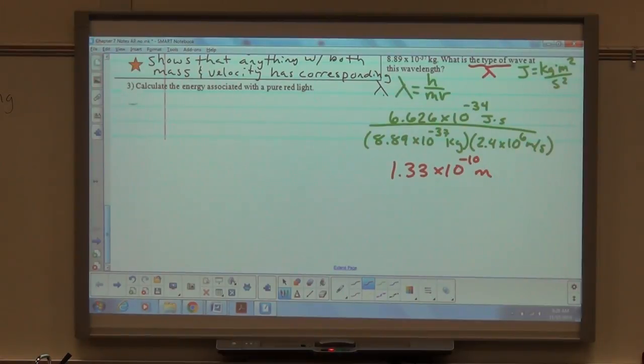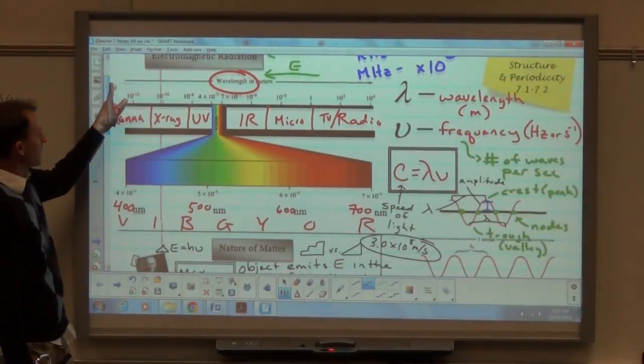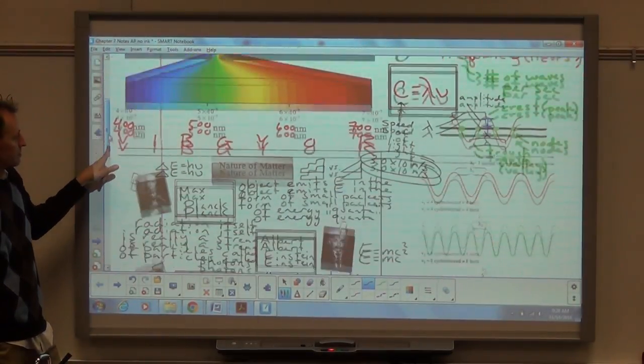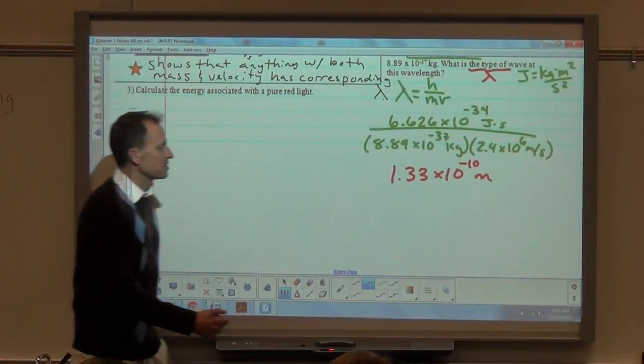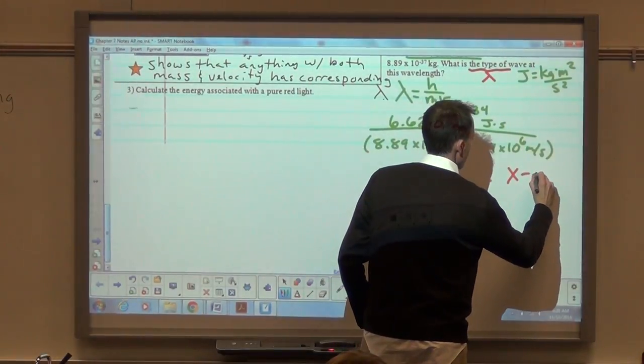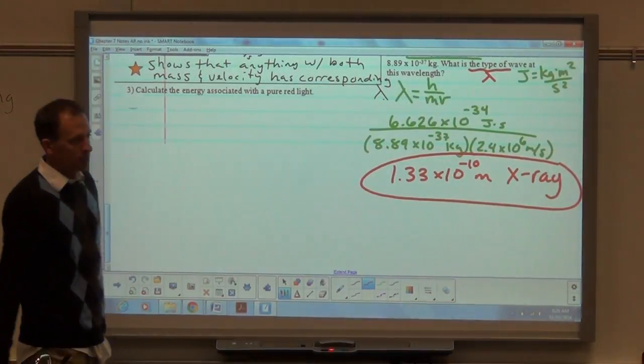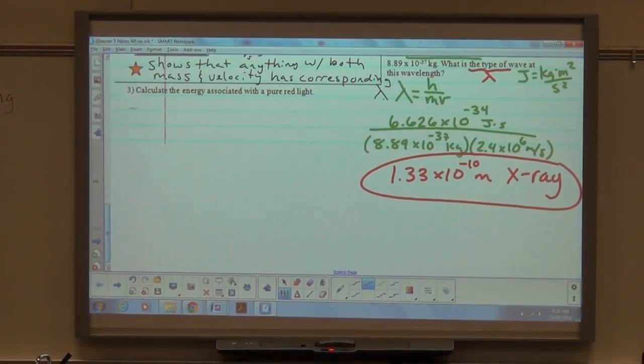Approximately. Looks like X-ray, right? Done. X-ray. Negative 10, right? You're looking at the negative 10 part, not the 1, whatever I wrote, 1.33. So this is X-ray. And I'm good to go. A lot of people forget to write the actual type, which is a big problem.